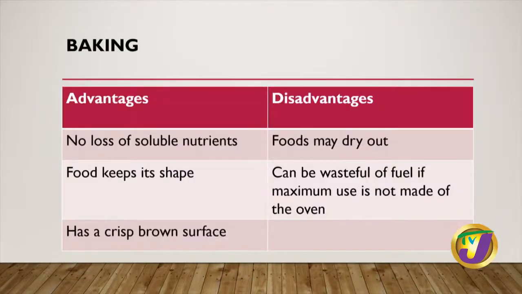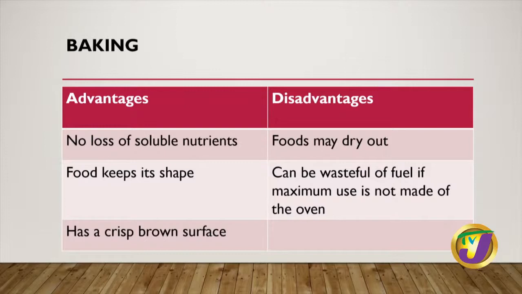The advantages: very little loss of soluble nutrients. Soluble nutrients tend to be the ones that are soluble in water or fat, and because we didn't add that to it, it's highly unlikely for leaching to occur. The food keeps its shape, it's not distorted, it doesn't disintegrate, nothing like that. It tends to keep its shape unless you burn it, and then you have to scrape off the burnt parts. And it has a nice crisp brown surface.